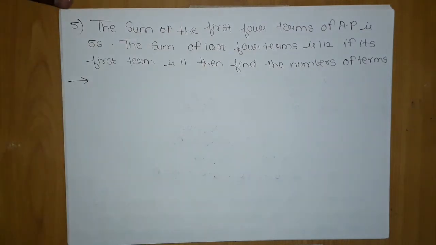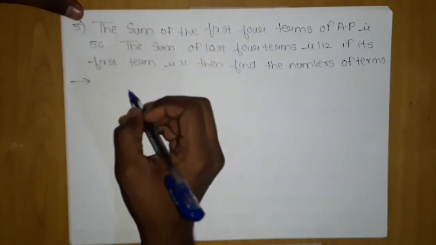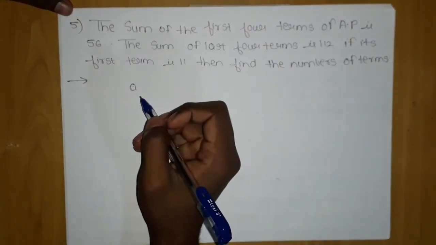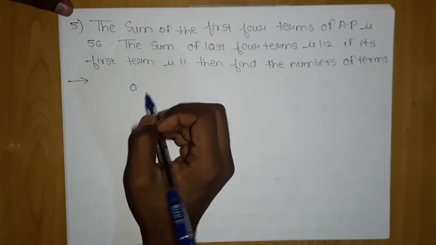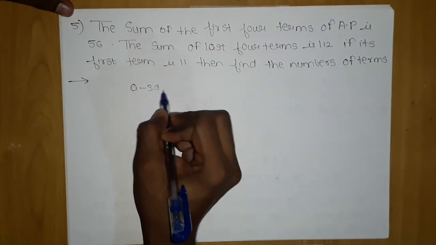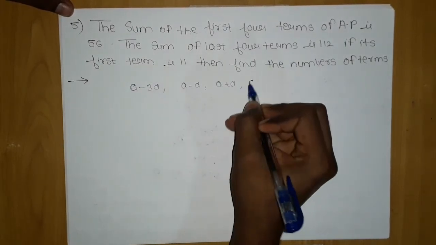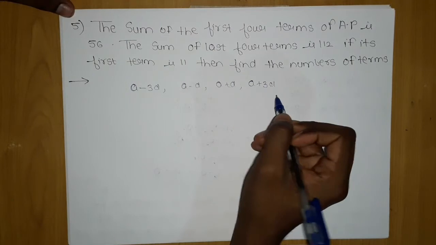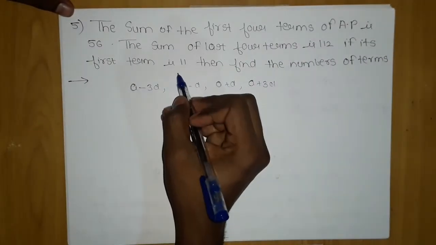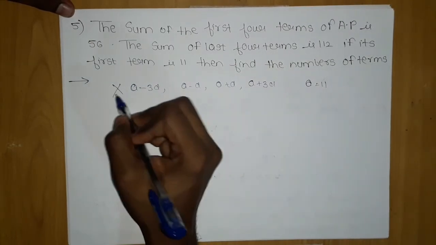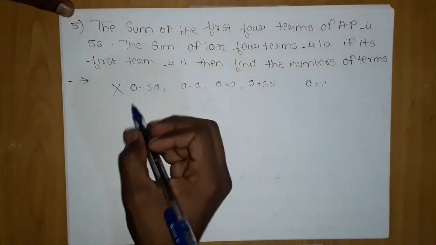So, sum of the first 4 terms. Now never make this mistake. 4 terms in AP, children make this mistake: they take a minus 3d, a minus d, a plus d, a plus 3d. Why do you need to do this? Because they have already told you that a is equal to 11. So never make this mistake, otherwise you will get everything wrong.